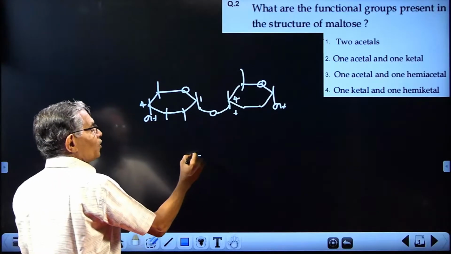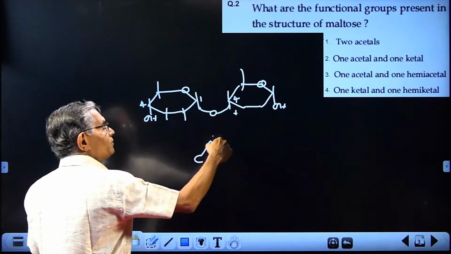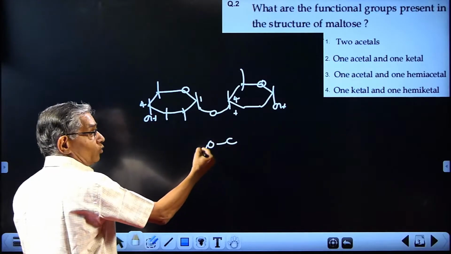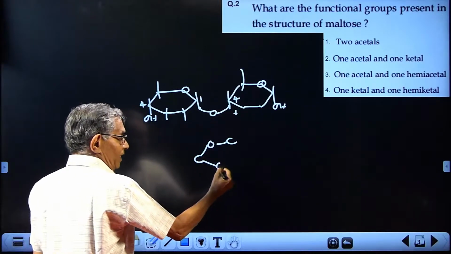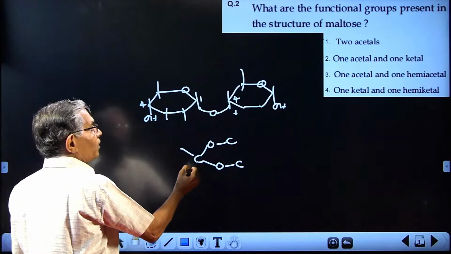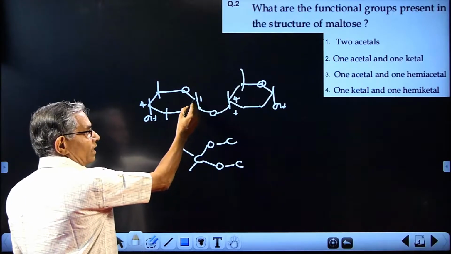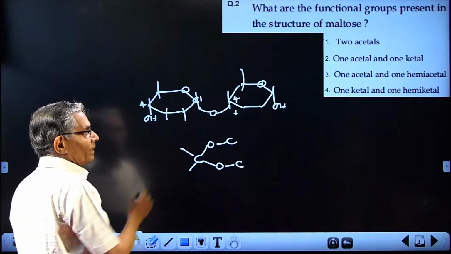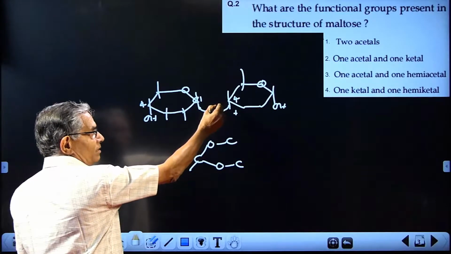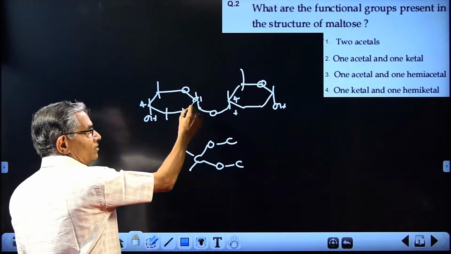Whenever a carbon has got bonded to one oxygen, which is next bonded to another carbon, effectively there is an ether group, alkoxy group. Again, the same carbon bearing another alkoxy group. Such a group will be called acetal. This has got acetal character. Here is a carbon attached to one oxygen attached to carbon, another oxygen attached to carbon. So this is acetal.